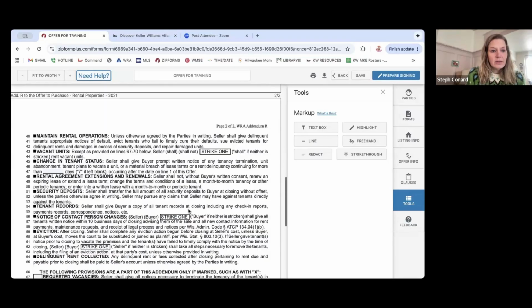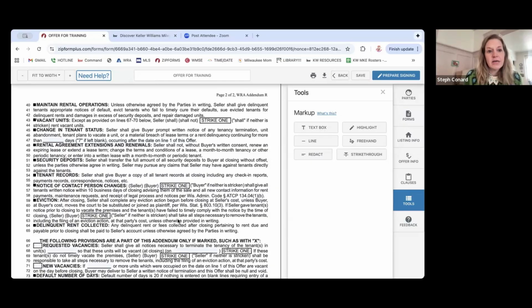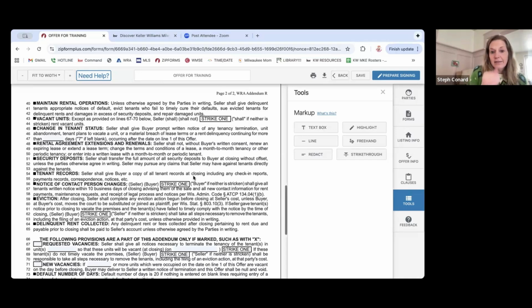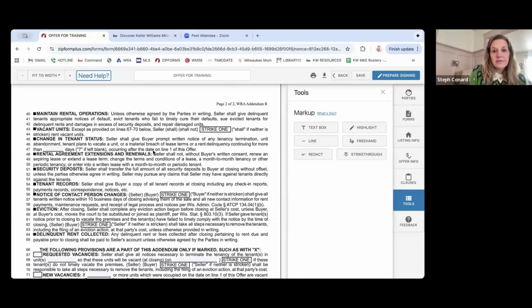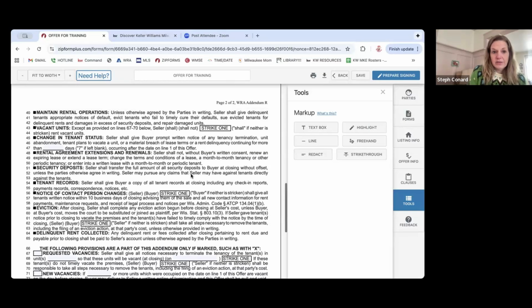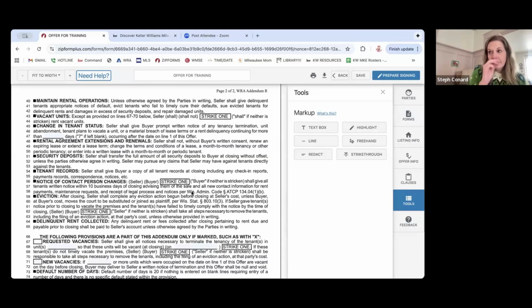All right, and then more provisions here. Maintain rental operations: unless otherwise agreed to by the parties, the seller shall give delinquent tenants appropriate notice of default and evict tenants who fail to timely cure their defaults, sue evicted tenants for delinquent rents and damages in excess of security deposits, and repair damaged units. So this is stating that the seller must do that if this is the case in terms of their tenant situation. It's a good protection for a buyer to make sure that the seller is not just washing their hands of their duties prior to a closing.